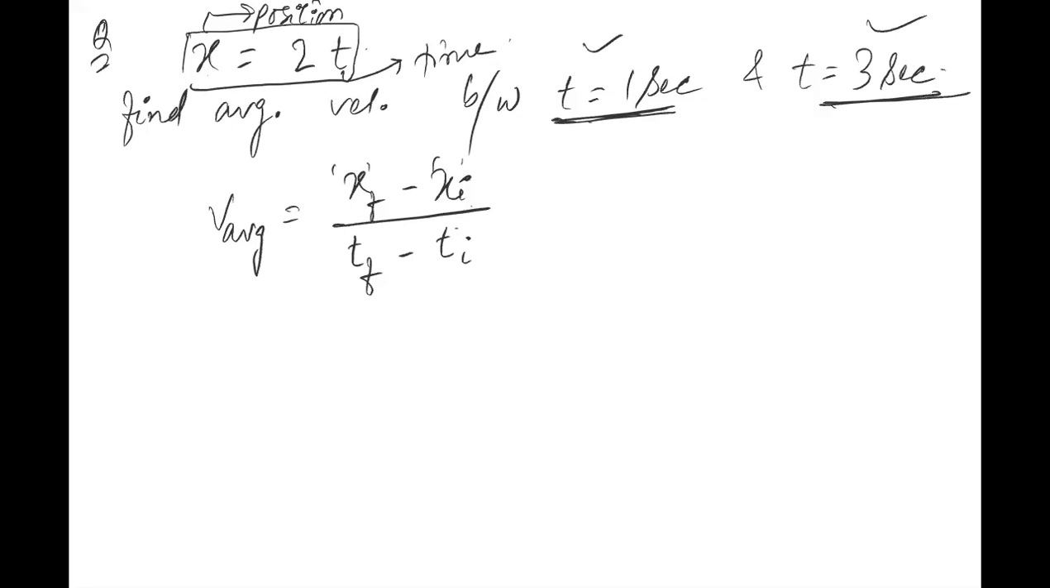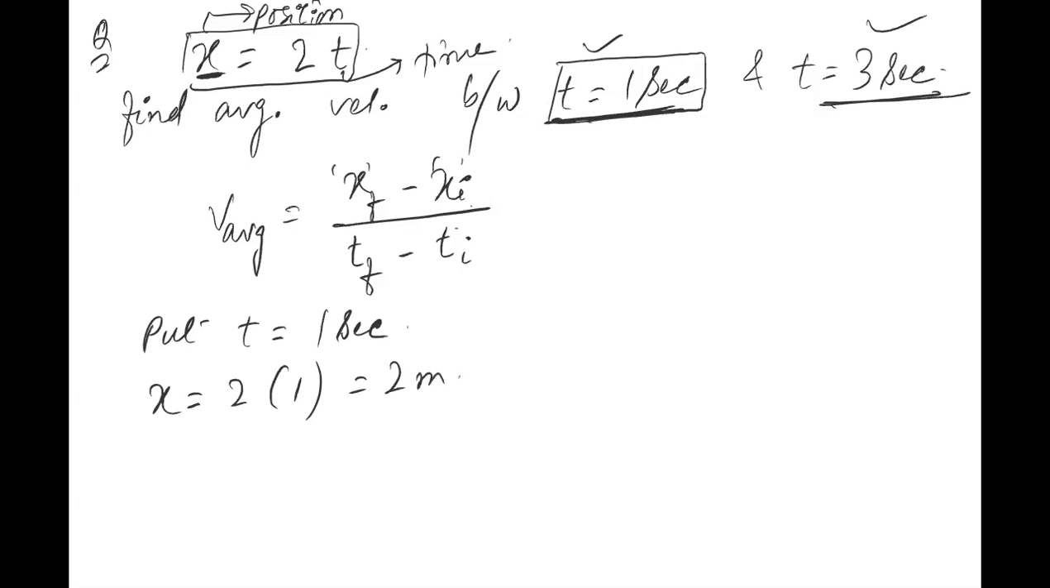So listen to me. What is the value of time here? t is equal to 1 second. Put the value of time in this equation, so you will get the initial position. Put t equal to 1 second. So x will become equal to 2 into 1, that is equal to 2 meters. Did you understand? This will be called the initial position. Now, what is the final value of time? It is t equal to 3 seconds. So put t equal to 3 seconds. x final will be equal to what?